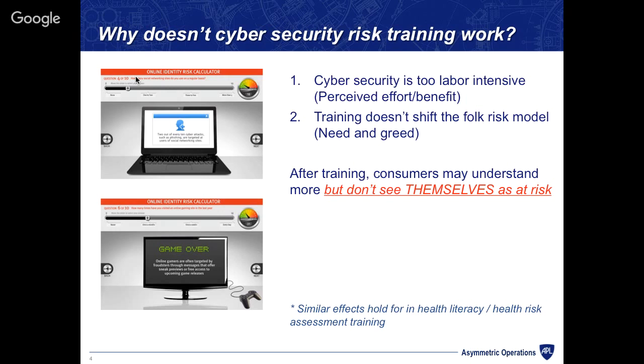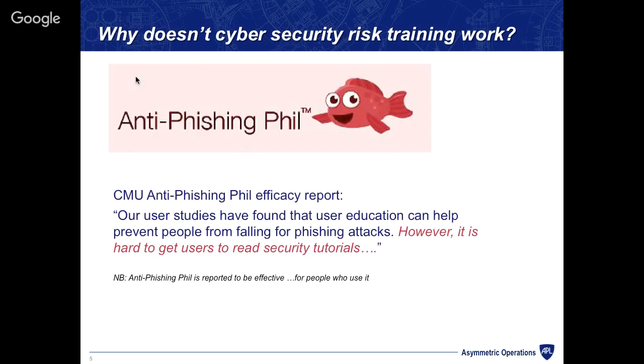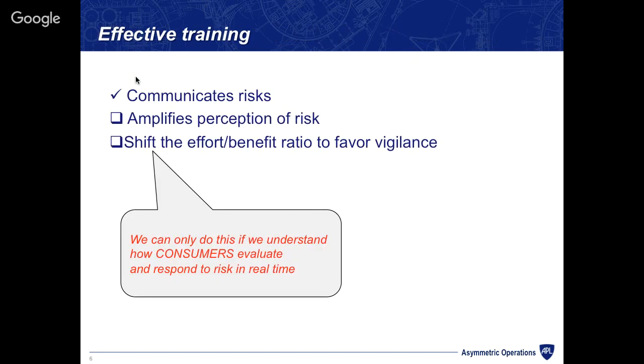Okay, so CMU came up with a training course called Anti-Phishing Phil to teach people how to be more safe online. Their studies found that user education can help prevent people from falling for phishing attacks, but the main problem was that it was really hard to get people to read the tutorials. I mean, how many people actually read the instructions? I almost never do. But Anti-Phishing Phil is very useful for people who use it correctly.